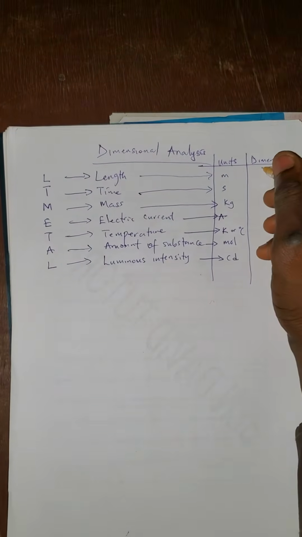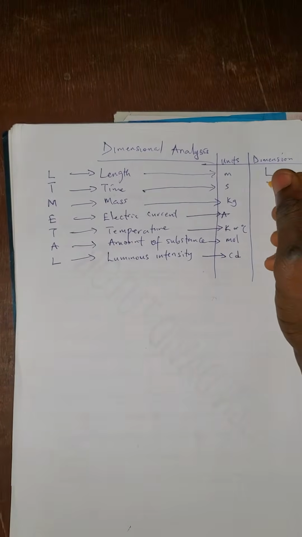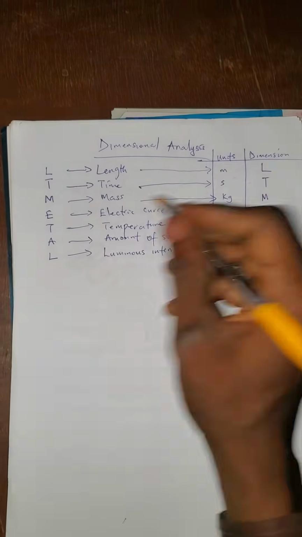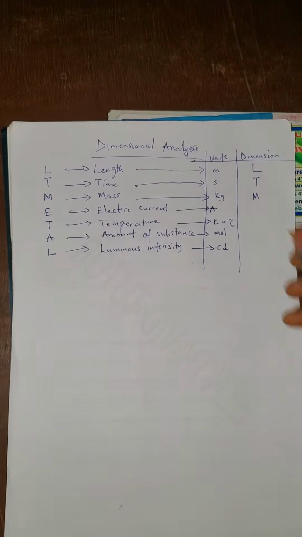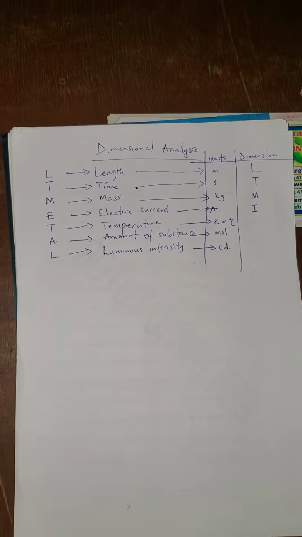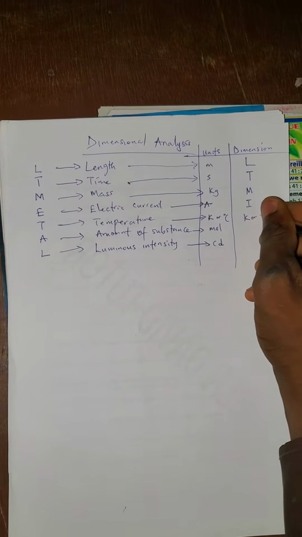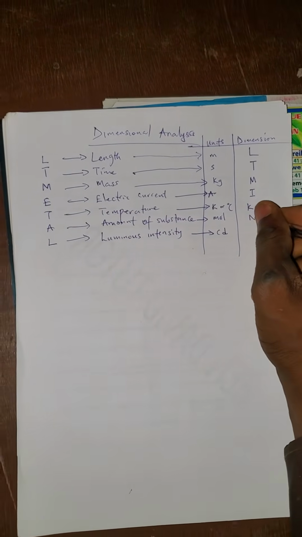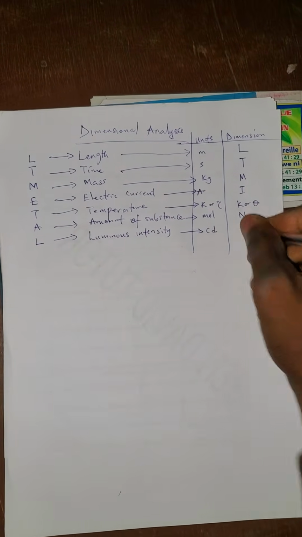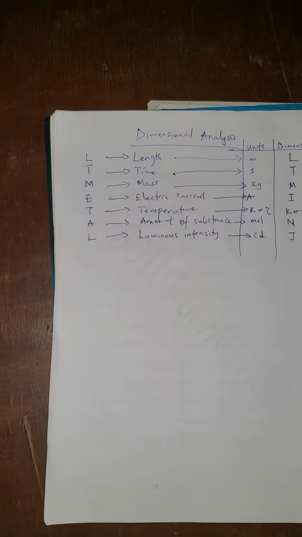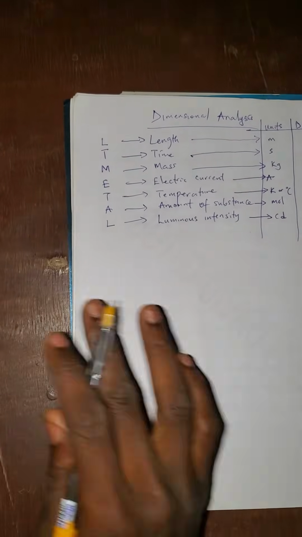Now, what are the dimensions for all these quantities? The dimension for length is capital L. The dimension for time is capital T. The dimension for mass is capital M. The dimension for the electric current is I. And the dimension for temperature is K, or we use theta. The dimension for the amount of substance, we use N. And for the luminous intensity, we use G. Now, let us see how we can calculate the dimension of some quantities.